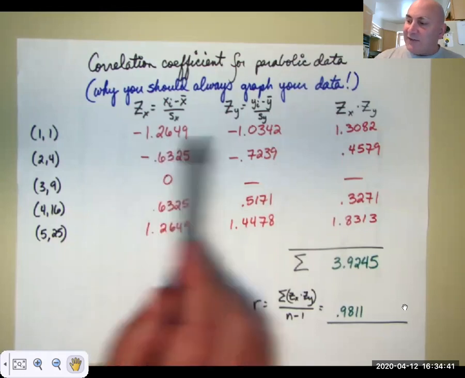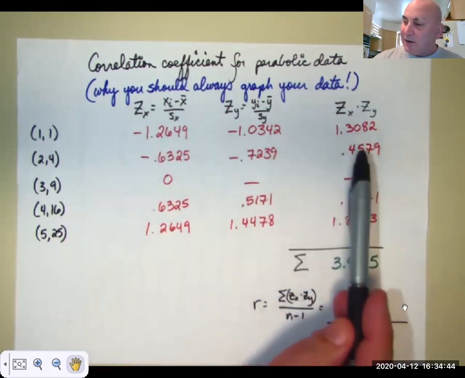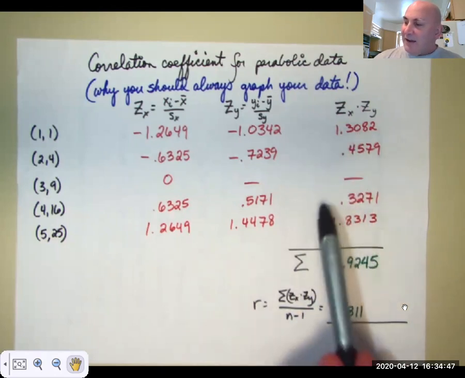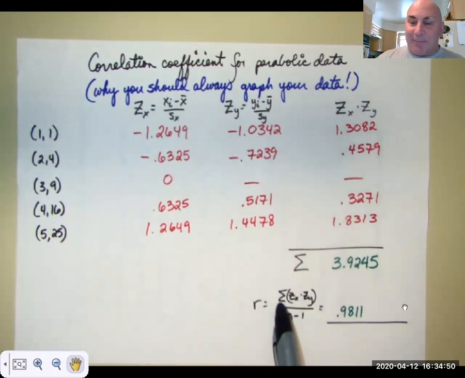Then ZX times ZY gives us this product, and we get all five products. The formula says to add up all those ZX times ZYs. So I add them all up and I get this value. And I'm going to divide by n minus 1. N is 5, so I'm going to divide this by 4. There I have a correlation coefficient of 0.9811, which is what I told you a few minutes ago. Again, I highly encourage you to stop the video at this time. Confirm these numbers that I've got on the screen right now. Make sure you know how to get them.